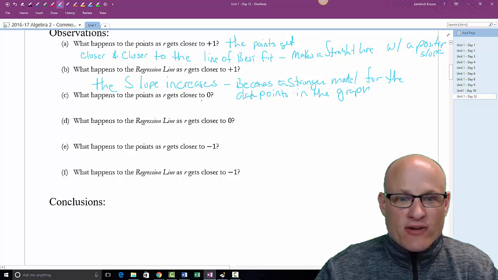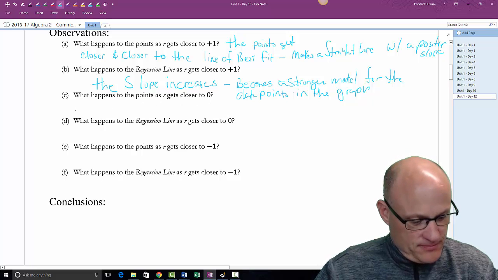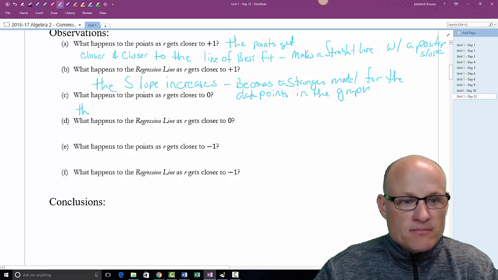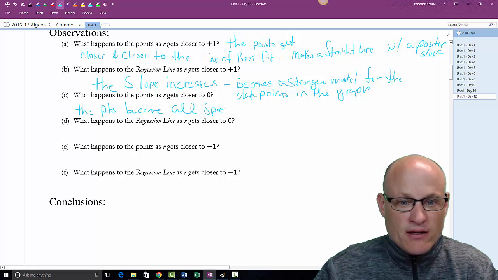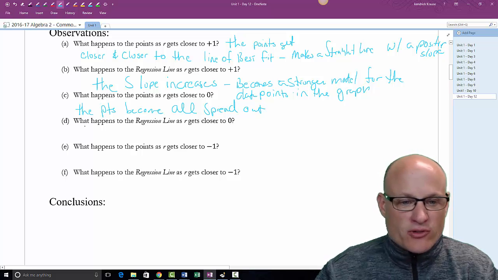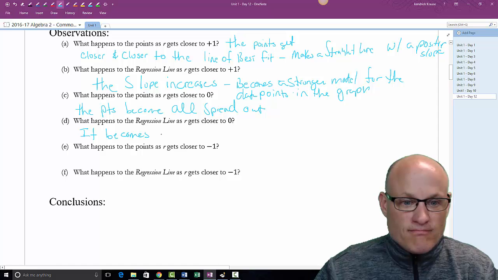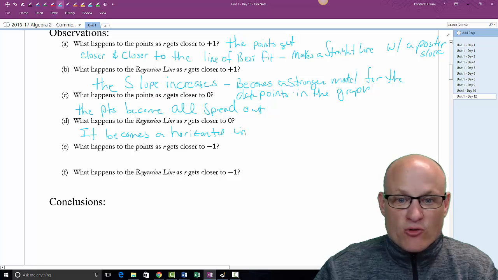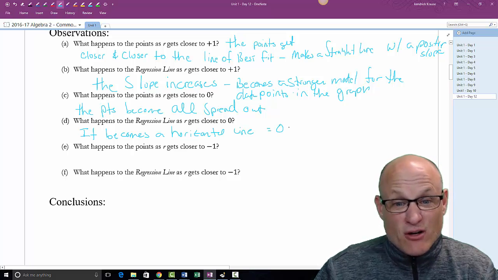What happens to the points as r gets closer to 0? They go all over the place. The points become all spread out. And what happens to the regression line as r gets closer and closer to 0? It becomes a horizontal line. And the horizontal line slope is 0.